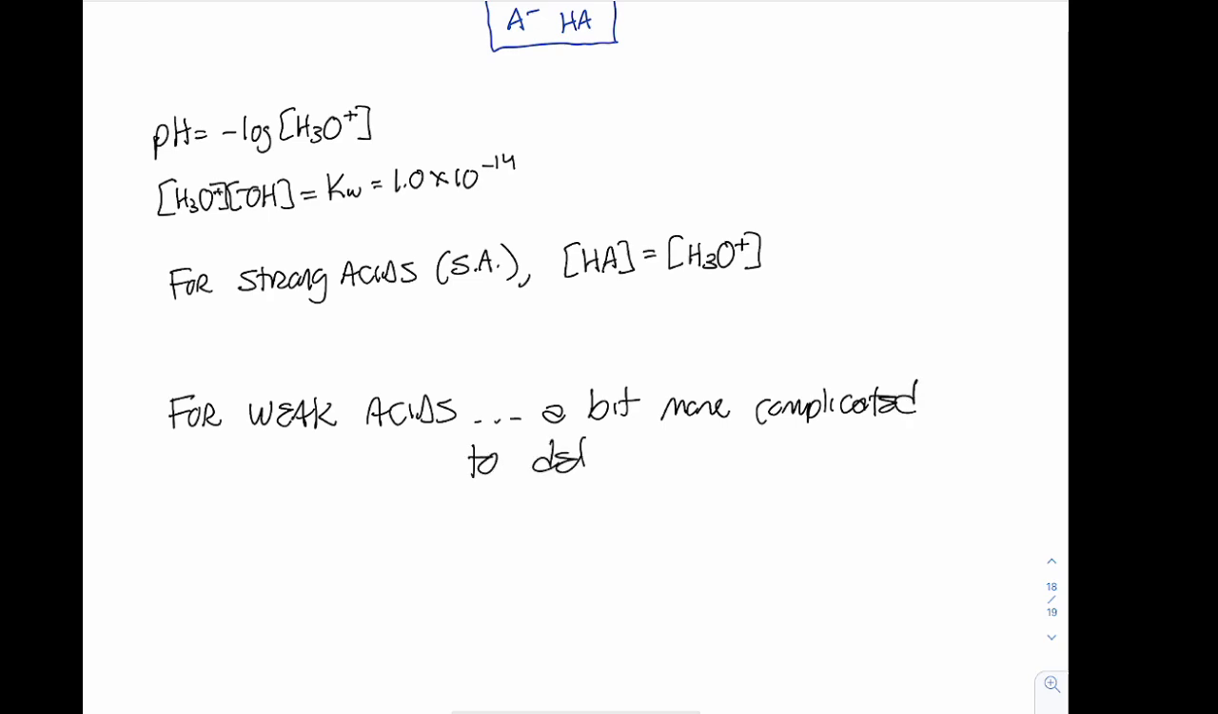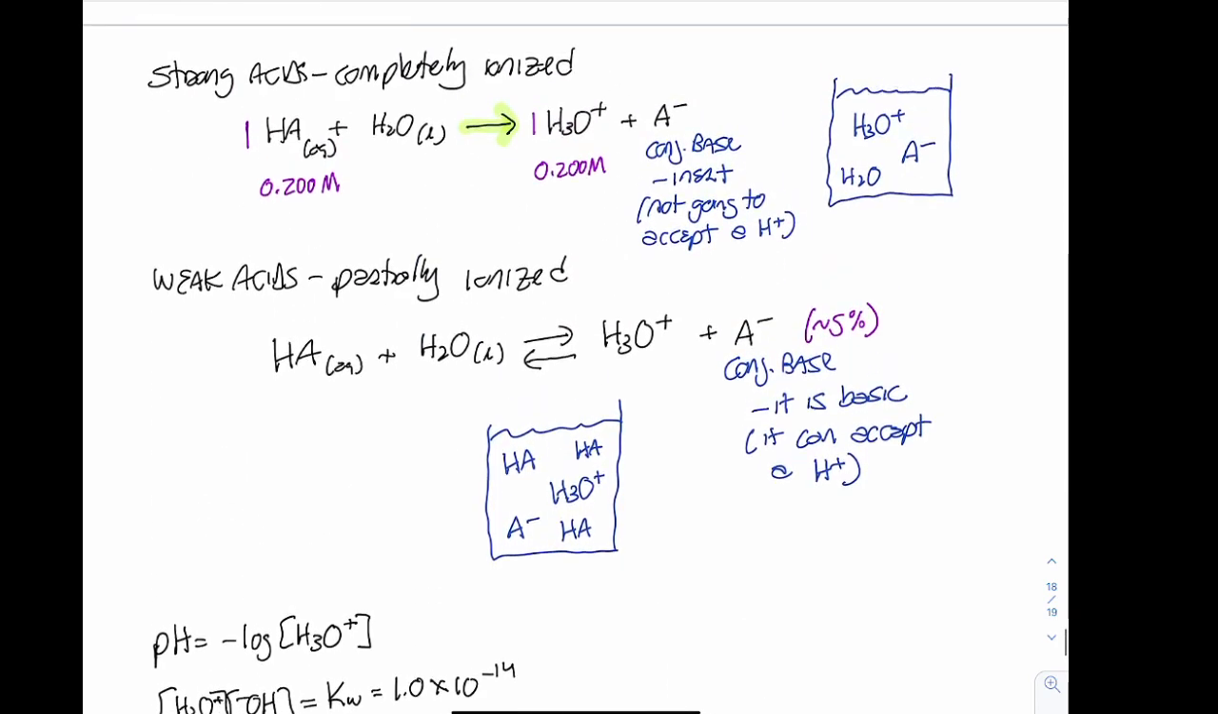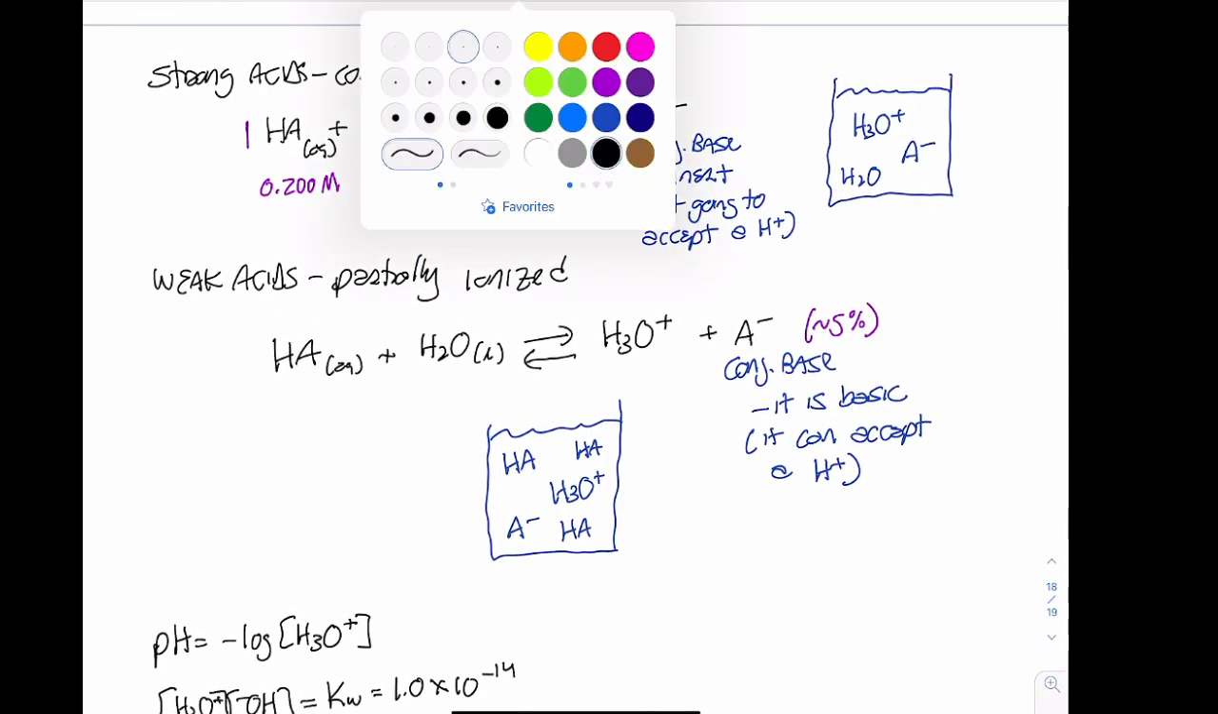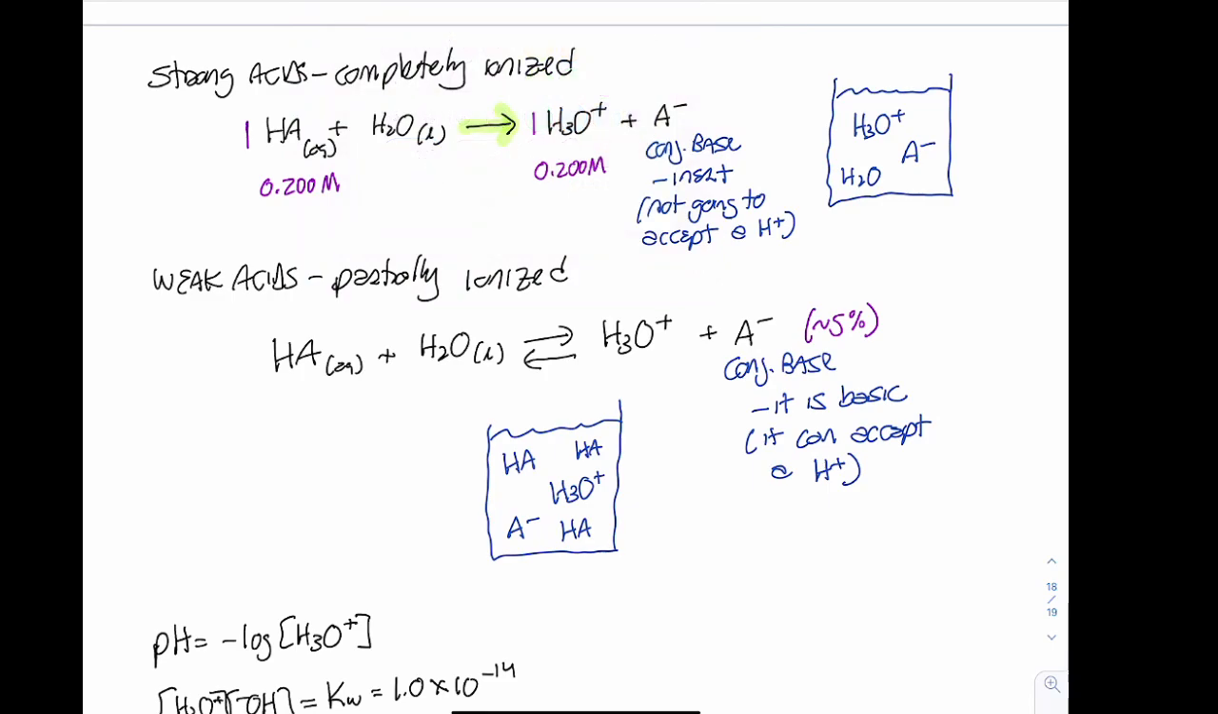To determine the pH, right? These reactions are reversible. They do establish equilibrium. If we go back up and look, I don't have arrows just going in one direction. Some of my HA is dissociated, but I'm also going back to form more HA.